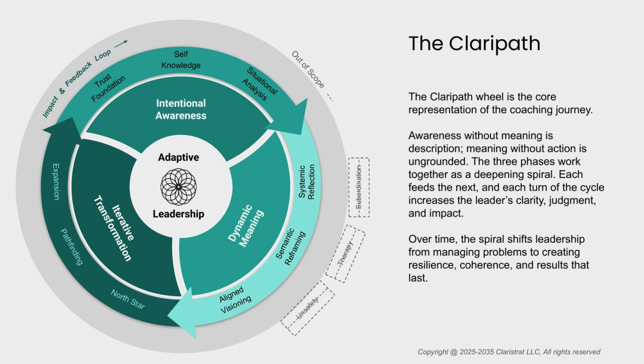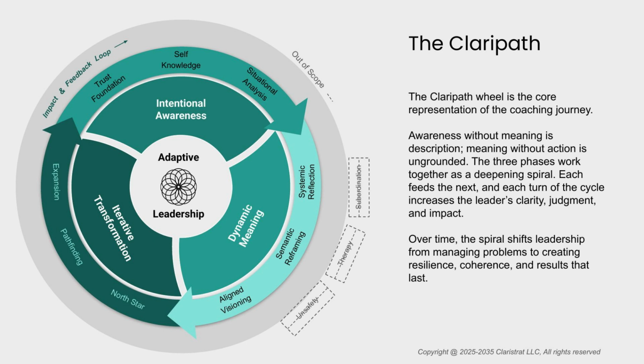The Claripath. The Claripath wheel is our map of the coaching journey. The structure we'll be working through across sessions. It's not a checklist. It's a spiral that deepens over time. Each cycle brings more clarity, presence, and impact. It organizes the core method into three intuitive phases, each with its own dimensions of leadership and adult development.